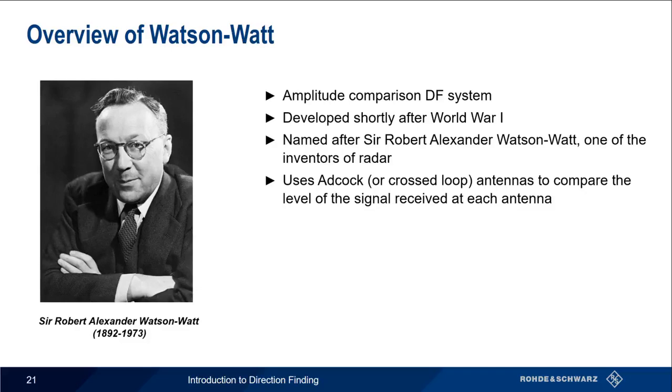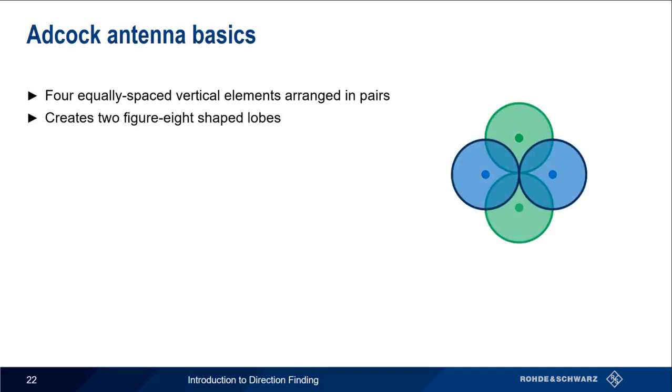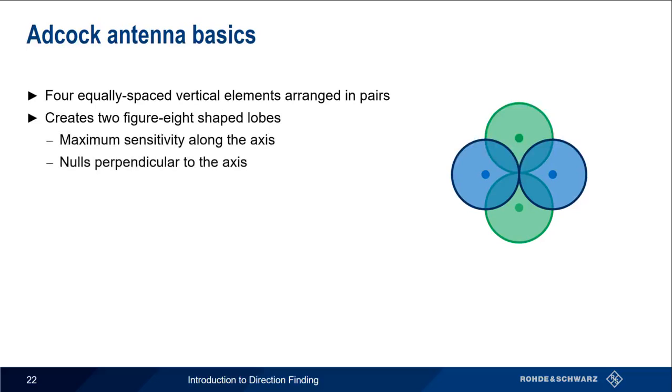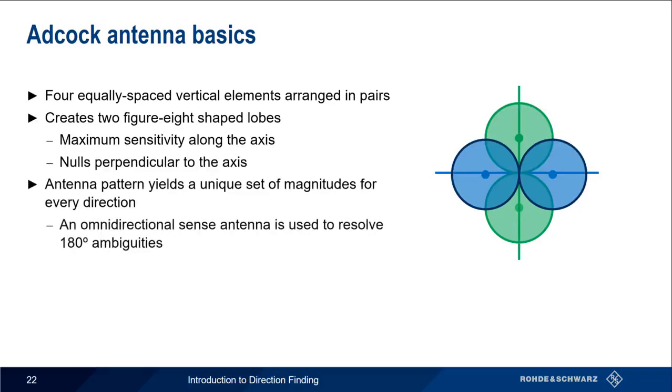Note that Watson-Watt is the name of the methodology used to process information that's obtained from an Adcock antenna. It would be helpful to start by discussing the basics of Adcock antennas. We start with 4 equally spaced vertical elements arranged in pairs. This creates an antenna pattern consisting of 2 figure-8 shaped lobes. For each of the 2 figure-8 shaped patterns, we have maximum sensitivity along the axis and nulls perpendicular to the axis. As we'll see on the next slide, this arrangement yields a unique set of magnitudes for every direction, and an omnidirectional sense antenna is used to resolve any 180-degree ambiguities.